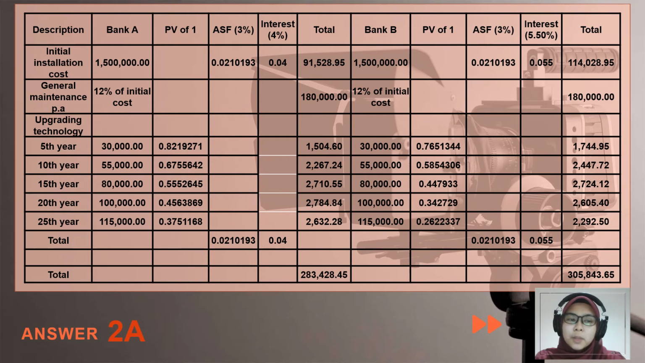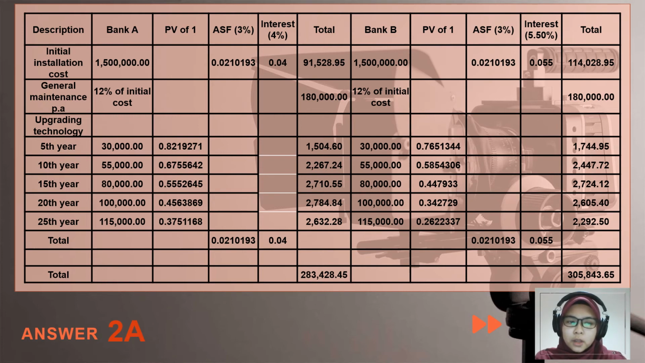Second is the general maintenance per annum. As stated, whatever is calculated per annum or annually or per year or every 12 months should have no adjustments to be made. Thus, the same goes for this calculation, where the general maintenance per annum should be 12% of the initial cost for both Bank A and Bank B. Thus, it results to the same total of 180,000 for both banks.